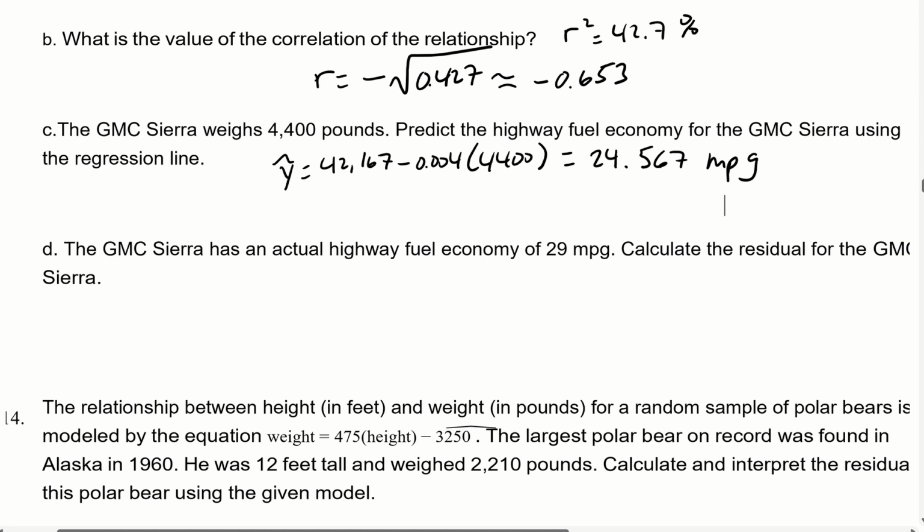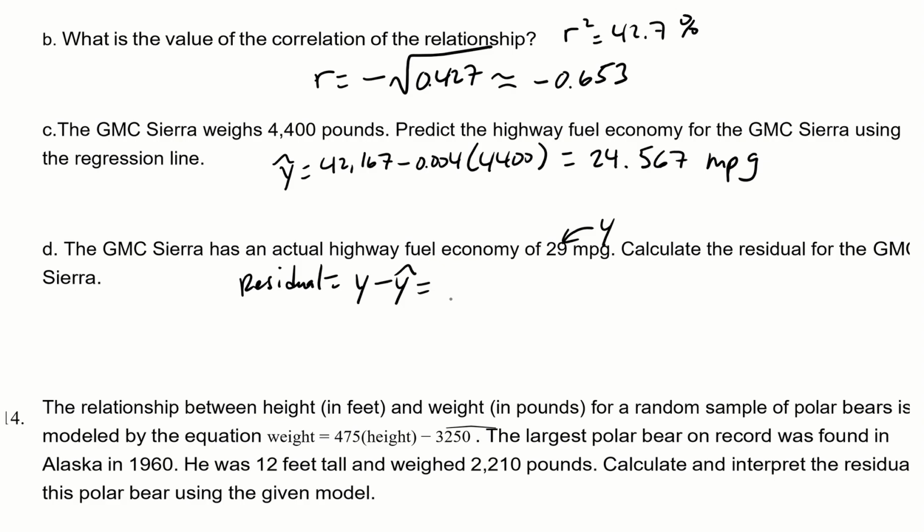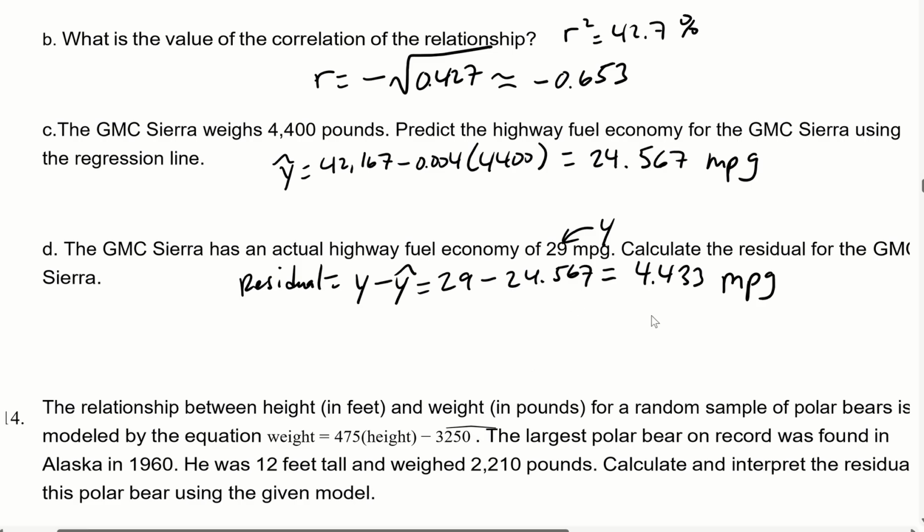What's the residual? Okay, so residual equals y minus y hat. This is the y, and we just calculated the y hat, 24.567, right? So that's 4.433 miles per gallon. All right, and that's it for that one.